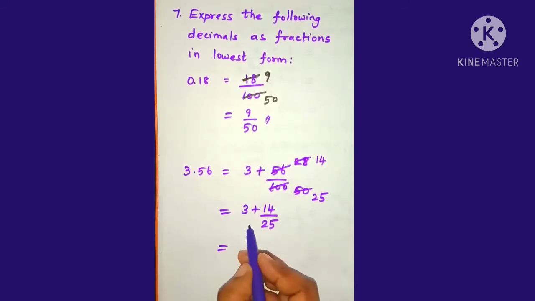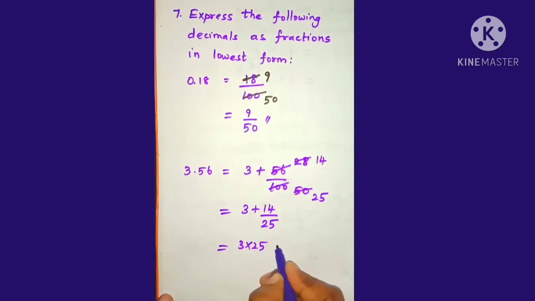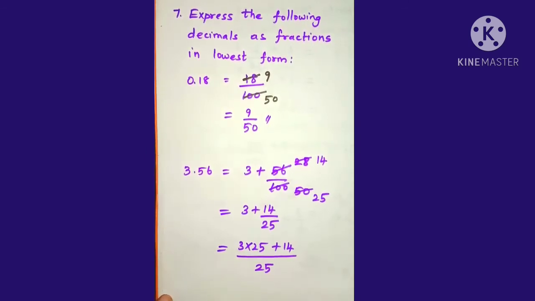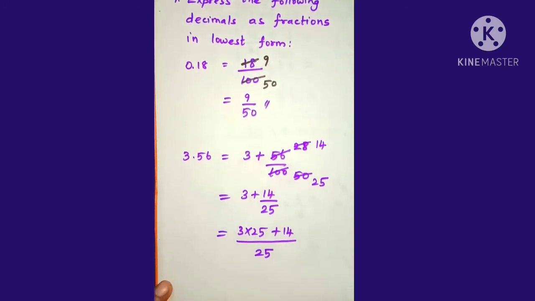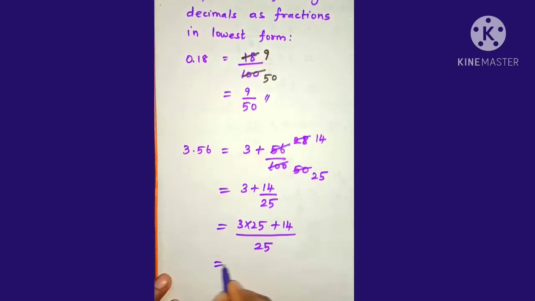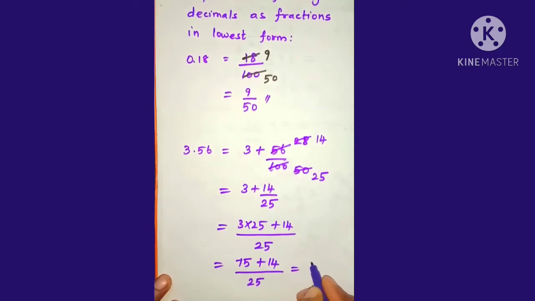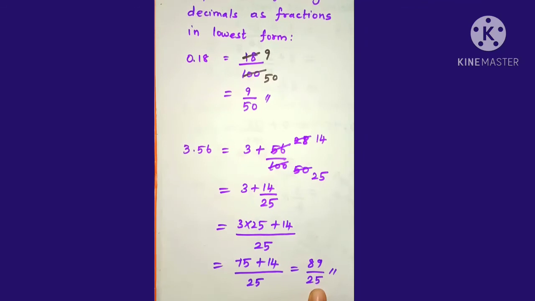Now 3 into 25 plus 14 divided by 25. So we are taking LCM. 3 into 25 is 75, plus 14 by 25. So 75 plus 14 is 89 by 25, which is the lowest form of the given decimal.